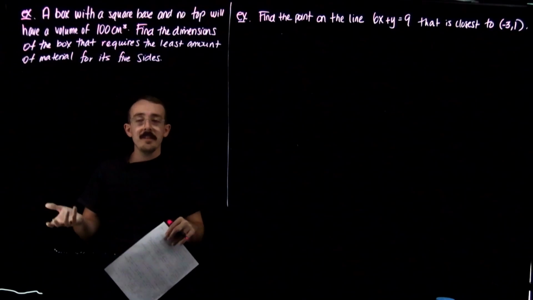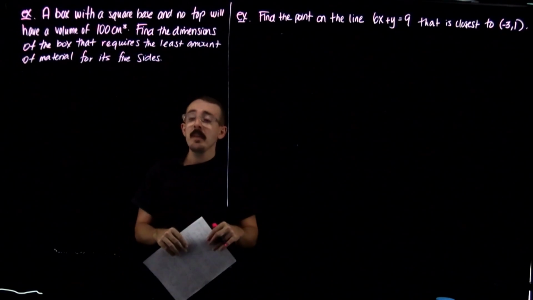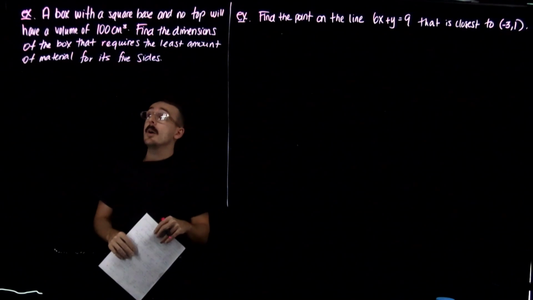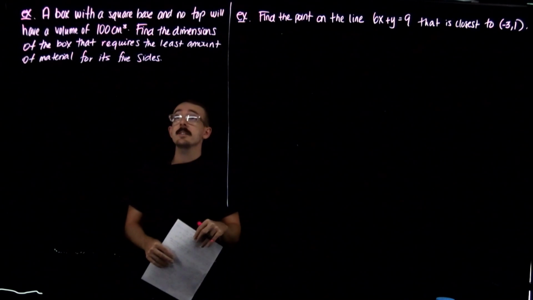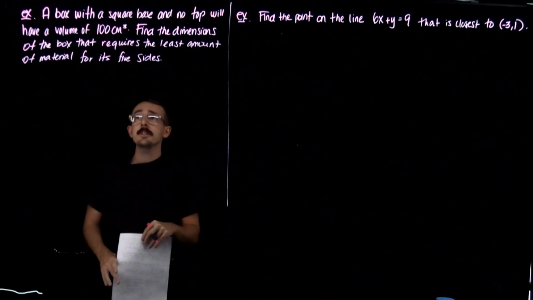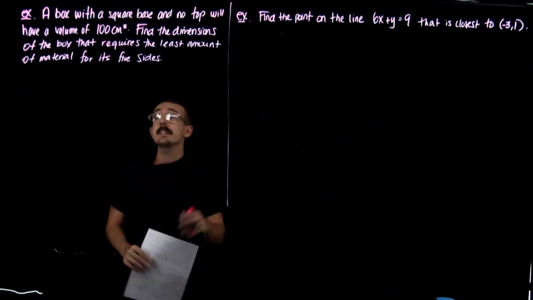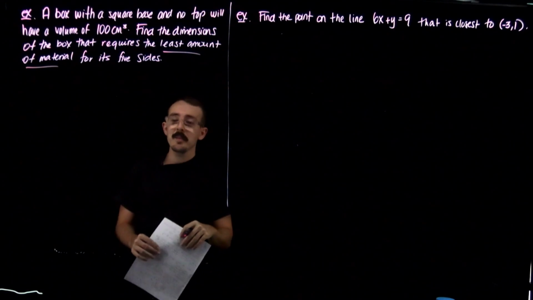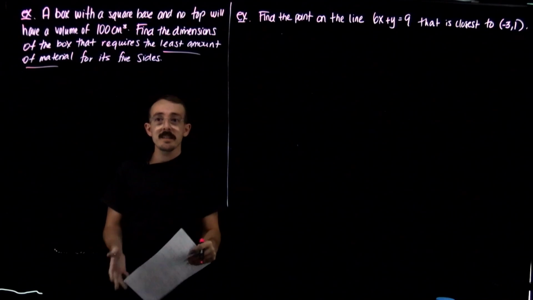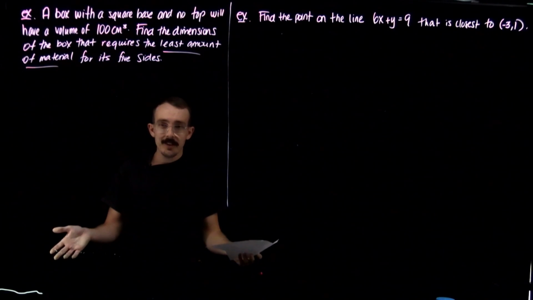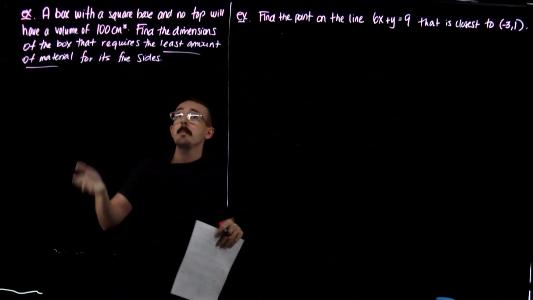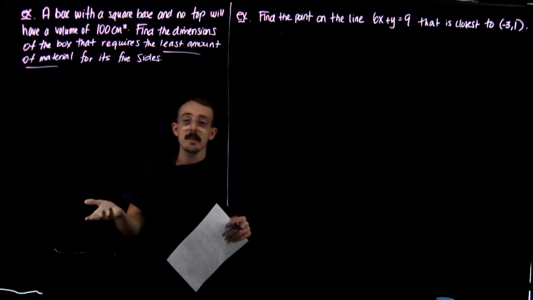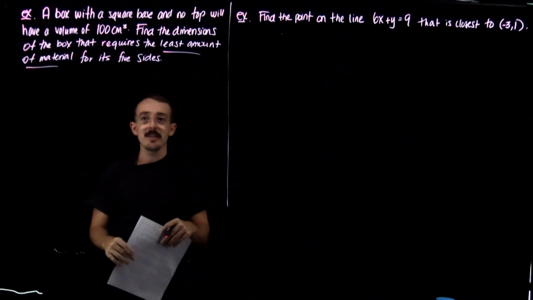Welcome back. So these are the final 2 problems we're going to look at today. The first one says, a box with a square base and no top will have a volume of 100 centimeters cubed. Find the dimensions of the box that requires the least amount of material for its 5 sides. So in the last problem, you're trying to maximize area. You wanted a lot of area for your animals. This one, you want to minimize the amount of material on the box because maybe it increases the cost or something if you have a lot of material.